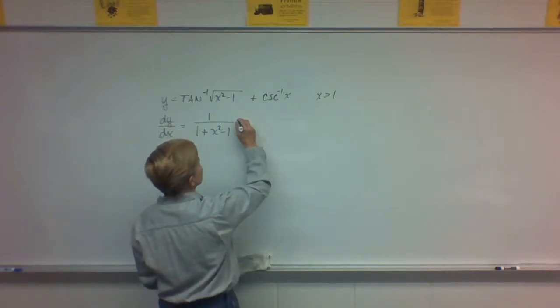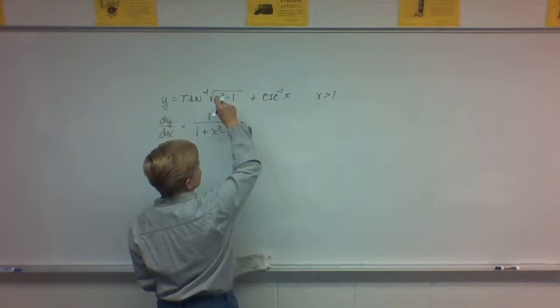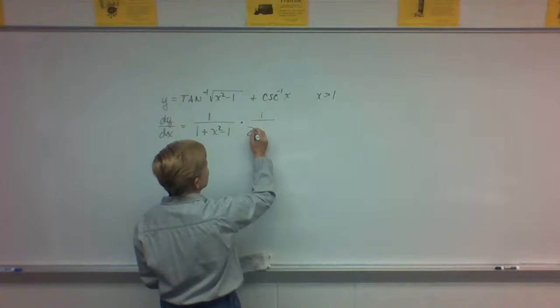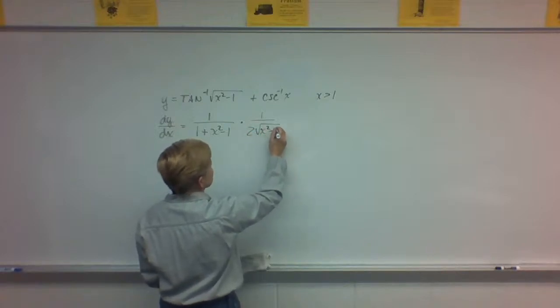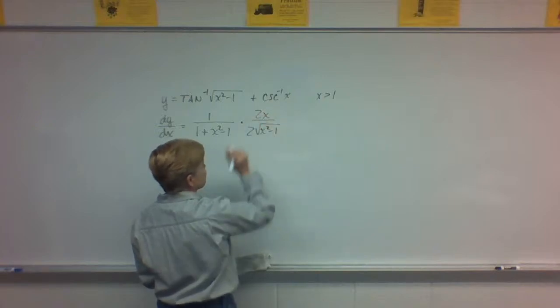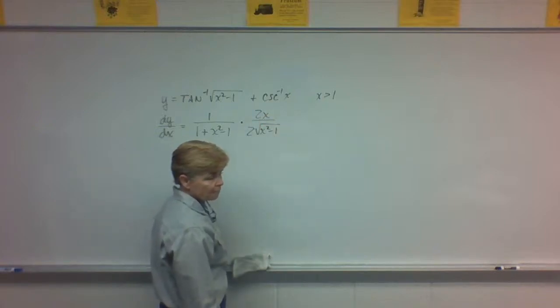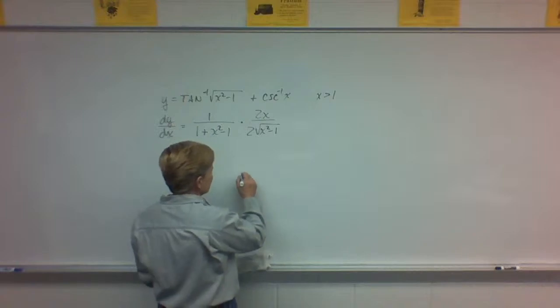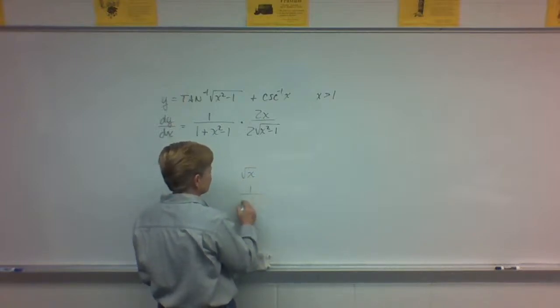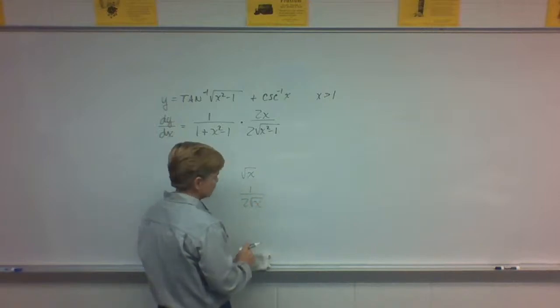Times the derivative of this, which is the derivative of a square root. We all know the derivative of the square root of x is 1 over 2 root x, times the derivative of the inside. Did I lose anybody there? Oh, yeah, can you go over that one more time? If you have root x or root u, I don't care what it is, root something, its derivative is 1 over 2 root that something. That's what I did there.